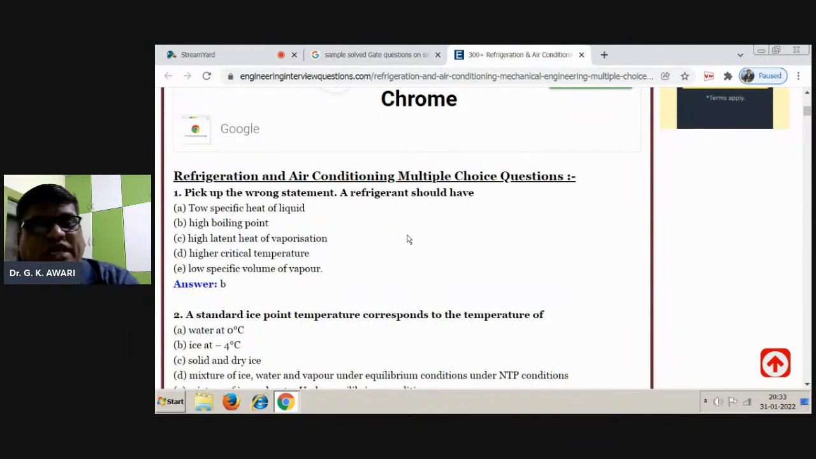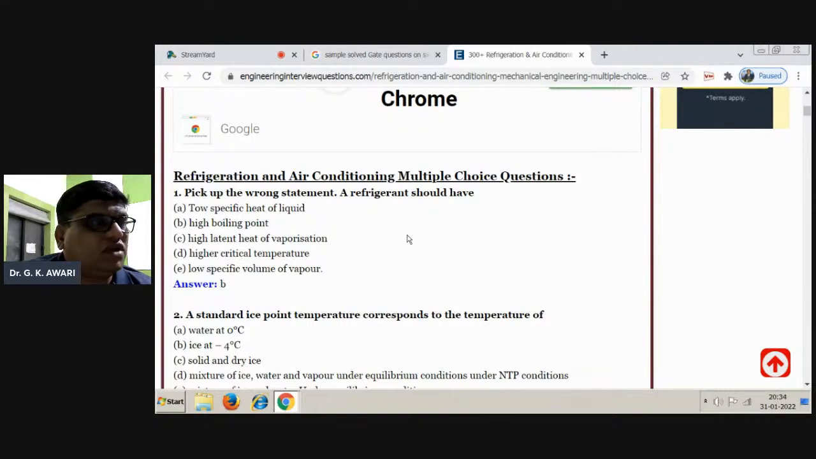Look at the questions over here. You have to pick the wrong statement. A refrigerant should have: low specific heat of liquid, high boiling point, high latent heat of vaporization, higher critical temperature, low specific volume of vapor. So the wrong statement is the high boiling point.